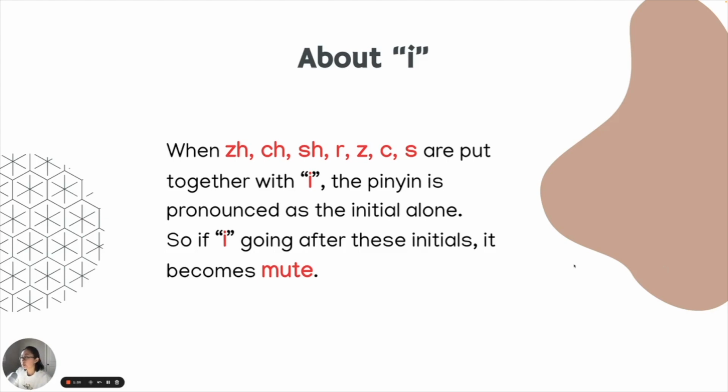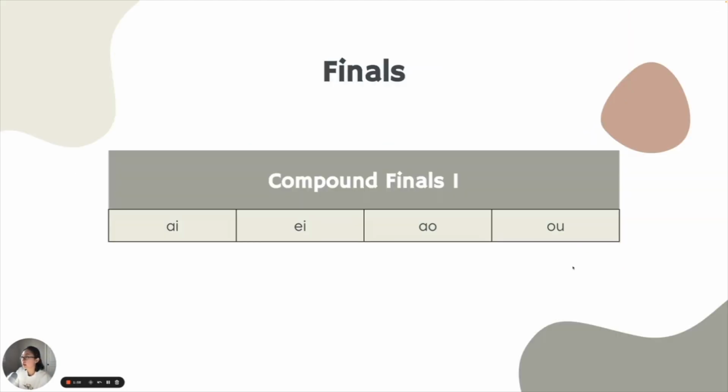All right, so today we're going to learn more compound finals. The first set of the compound finals are easy. This one, ai together, is ai, and then ei together is ei, and the next one, ao together, is ao, like saying 你好, the 好, hao, 好. It's ao. And then the last one, ou together, is pronounced like the letter O in English. It's ou, okay? So it's ai, ei, ao, ou.